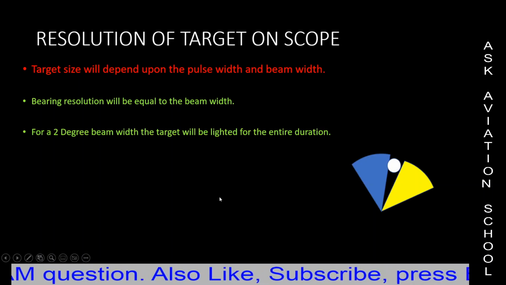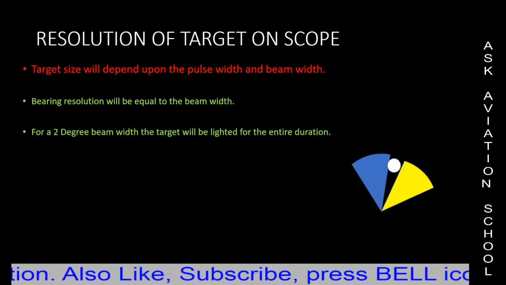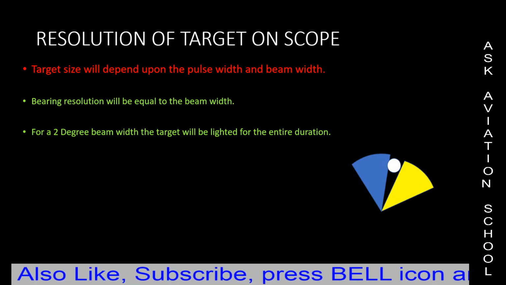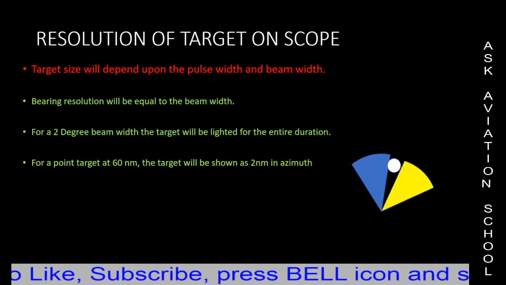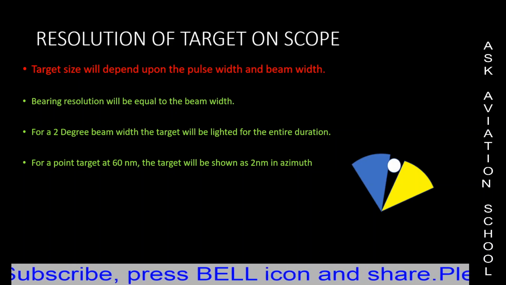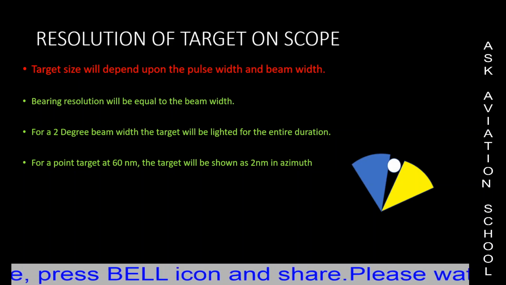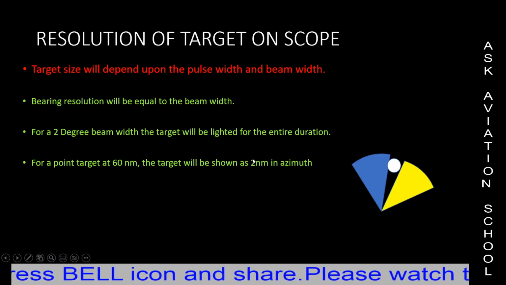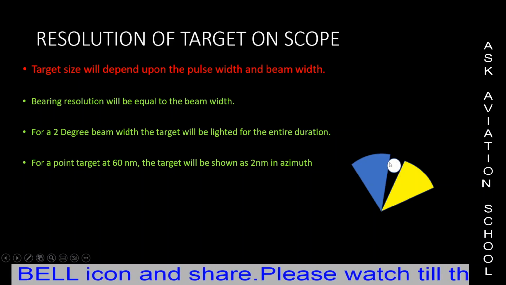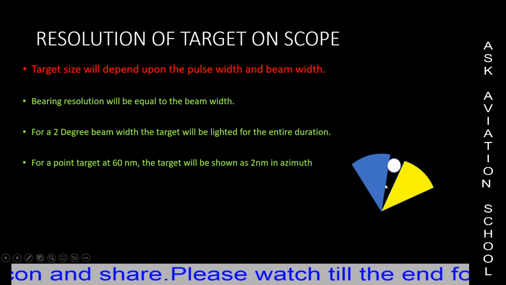So if you have a radar whose beam width is 2 degrees and the distance of the target is, let us say, 60 nautical miles, by applying the 1 in 60 rule, that is 2 degrees at 60 nautical miles, this point target will be painted on a radar scope for a bearing or azimuth range of 2 nautical miles.